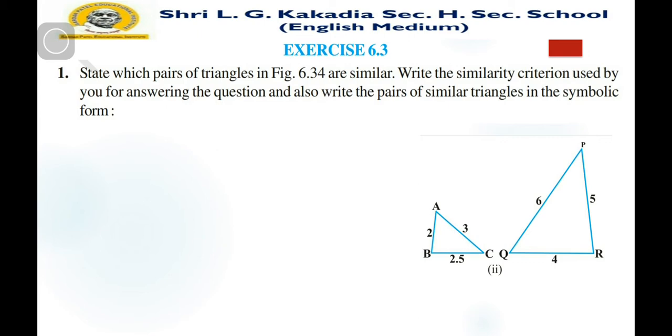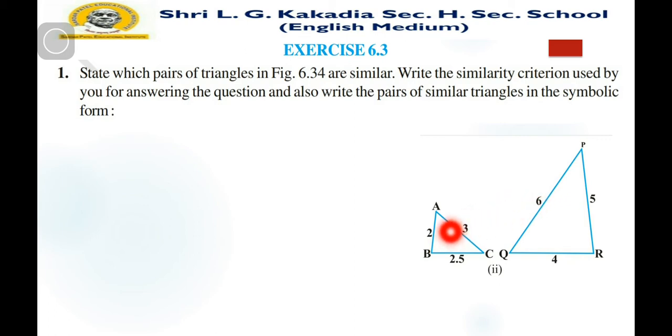Here you can see triangle ABC and triangle PQR. Let us consider AB upon QR, that is 2 upon 4, that is 1 upon 2. BC upon RP, that is 2.5 upon 5, that is 1 upon 2. And AC upon PQ, that is 3 upon 6, which is equal to 1 upon 2.